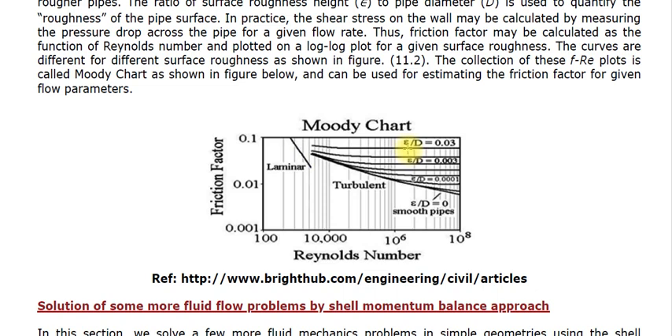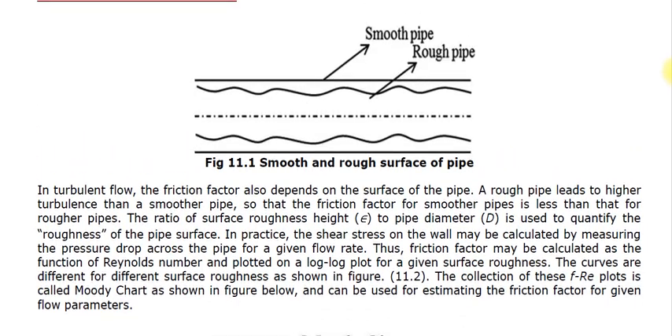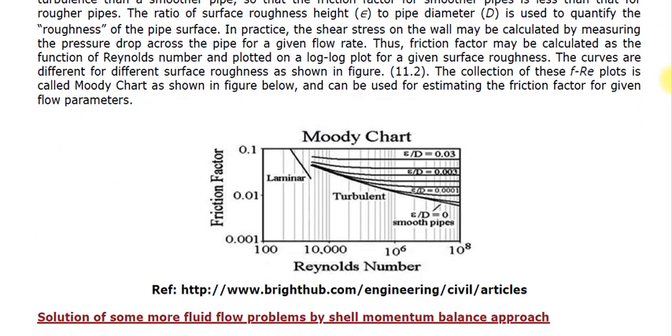So this is the Moody chart. Here we define a roughness factor, that is epsilon by D. D is the diameter of the pipe, and epsilon is the thickness of the roughness, the thickness from this point here to here. If you know the value of epsilon and the value of D, you can calculate the roughness factor. If you know the roughness factor and the Reynolds number, you can calculate the friction factor.